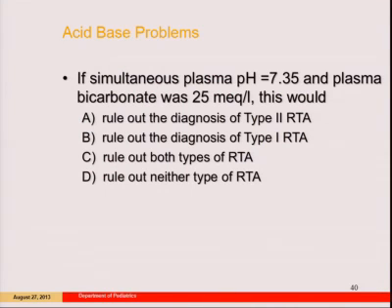But if you then got a simultaneous pH of 7.35 and a bicarb of 25, this would, give them a few seconds for this one, it's going to rule out both types of RTA. I think everybody knows that, because the bicarb's 25 and the pH is okay.